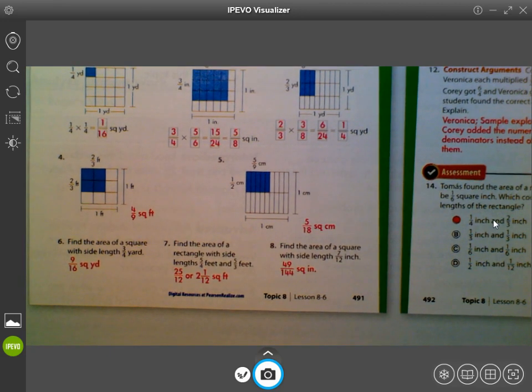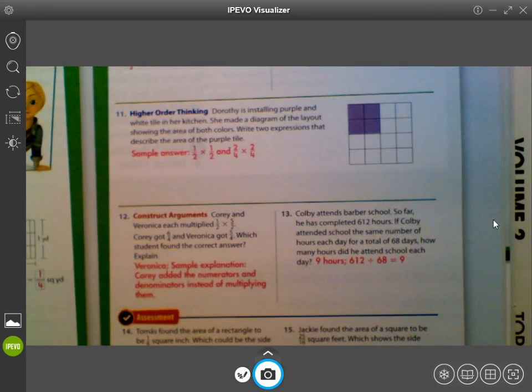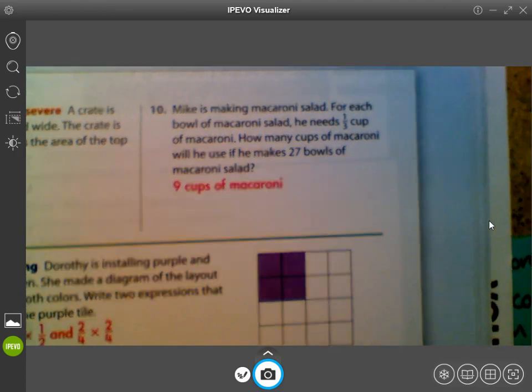On 492, you had number 10 and 13. So we'll start with number 10 first. And I'll try to zoom in on number 10 a little bit more. All right. So for number 10.